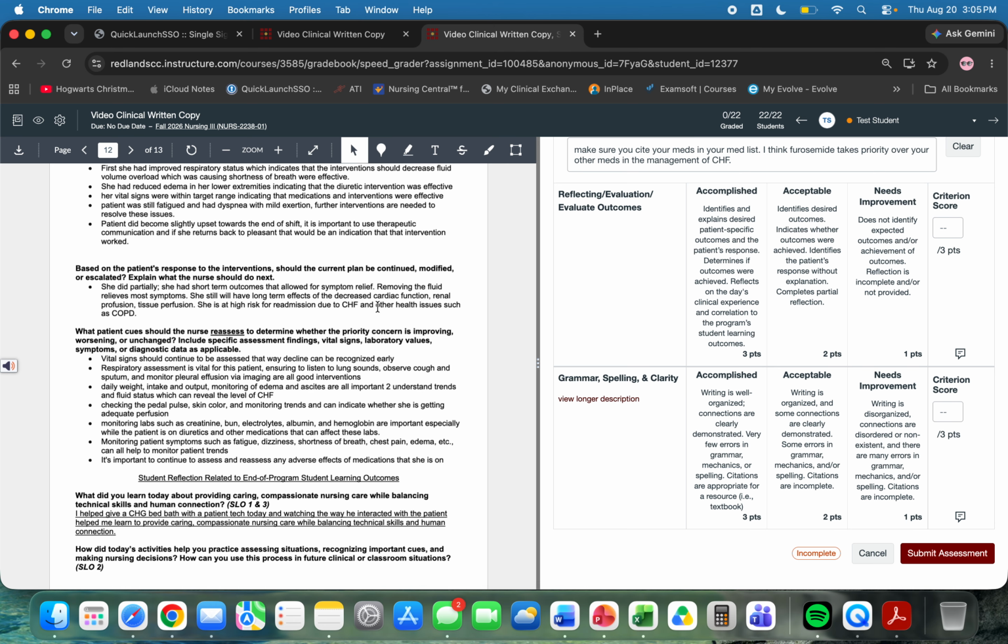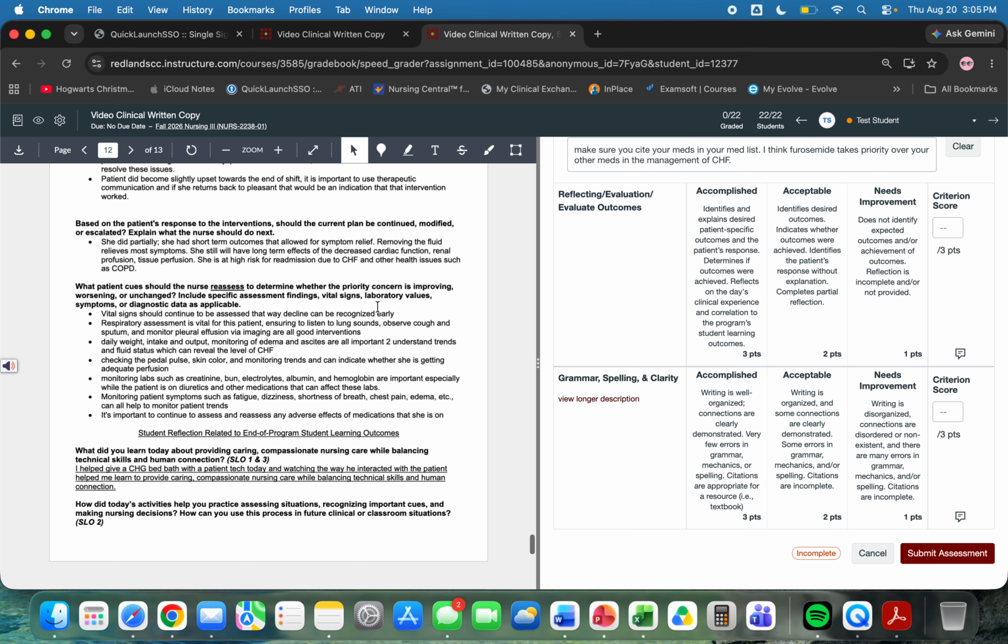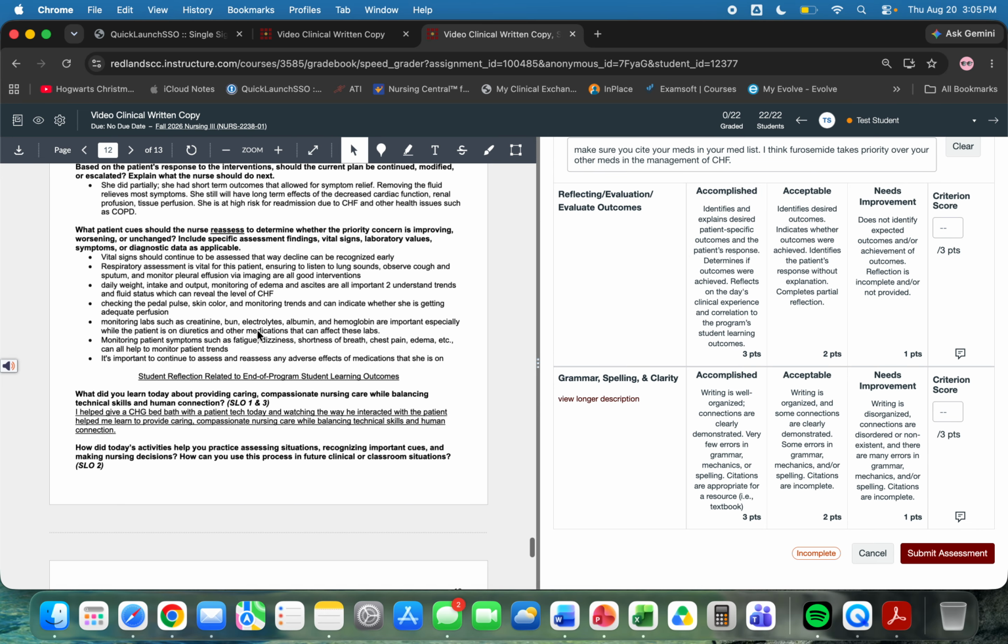What were their response to the interventions? Should the plan be continued? Based on the response to the intervention, should it be continued? So short-term outcomes allowed for symptom relief, removing the fluid. Long-term things like cardiac dysfunction were not completely fixed. And so that's a good thing to identify.